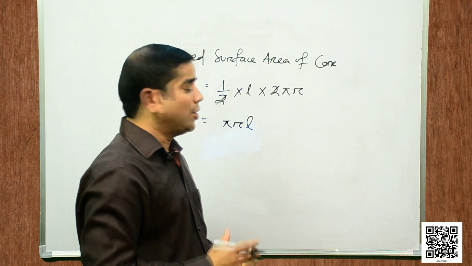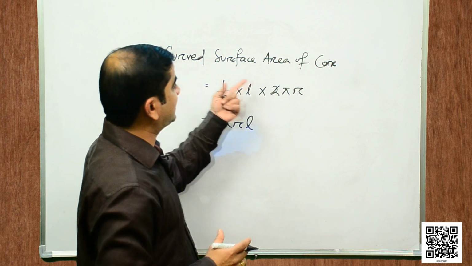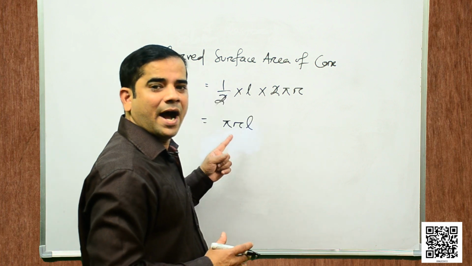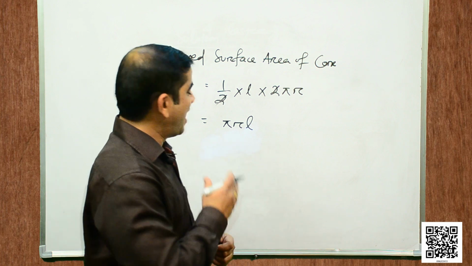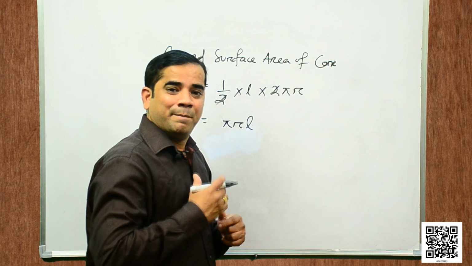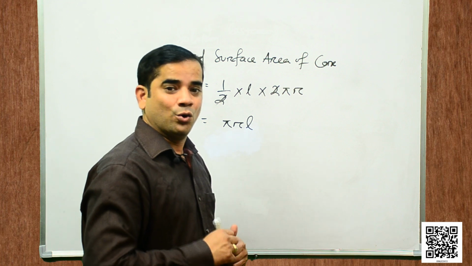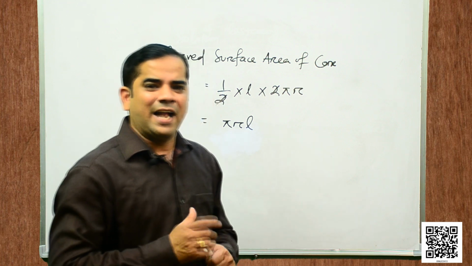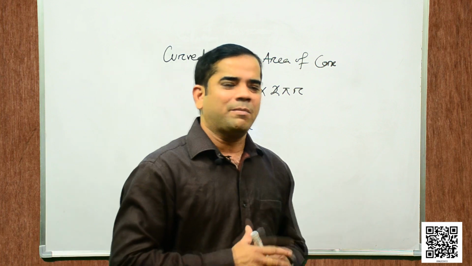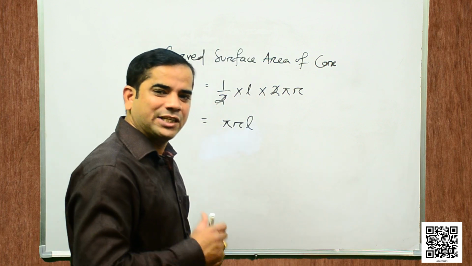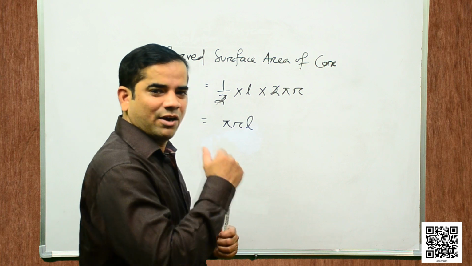Okay. So, what is the formula for the curved surface area of a cone? Pi r l, where r is the base radius and l is the slant height. Note that l square is equal to r square plus h square. Why is it so? Let us find out.